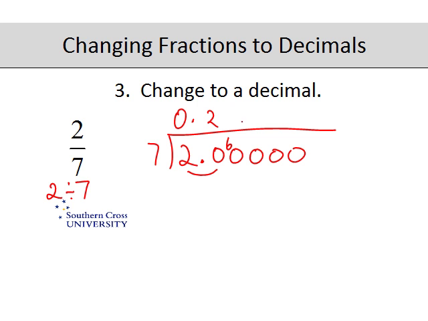7 into 60 will go 8 times. 7 eighths are 56, so there'll be 4 left over. 7 into 40 will go 5 times. 7 fives are 35, so that's 5 left over. 7 goes into 50 7 times. 7 sevens are 49, so there's 1 left over. 7 goes into 10 once, and there will be 3 left over.